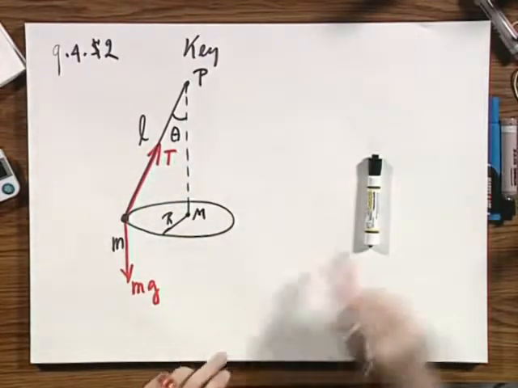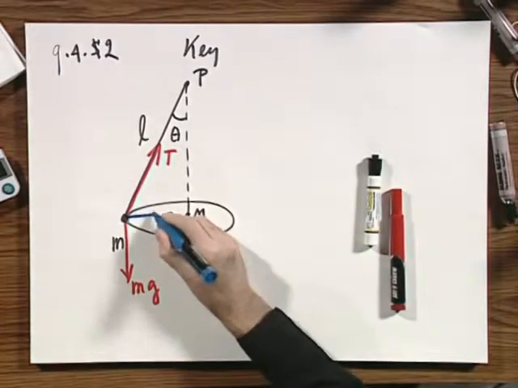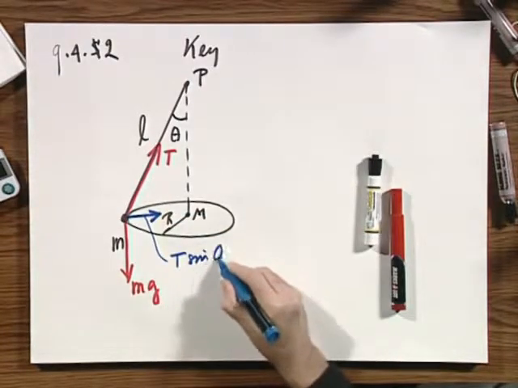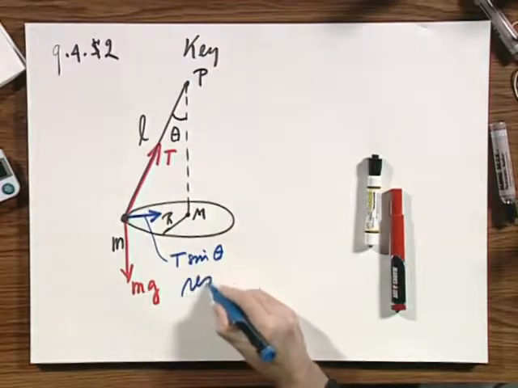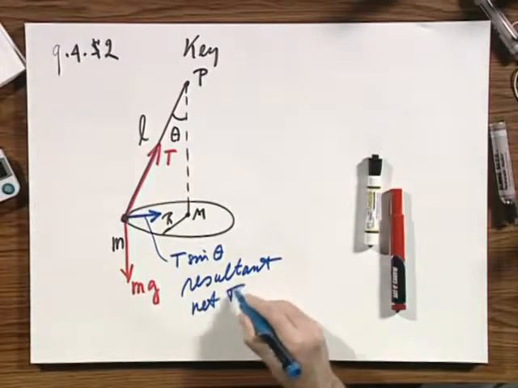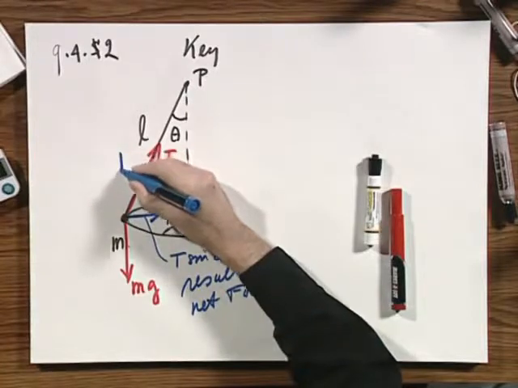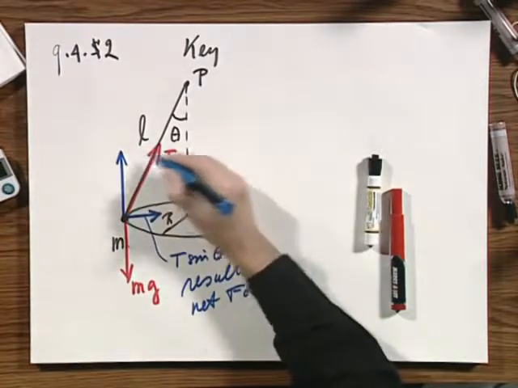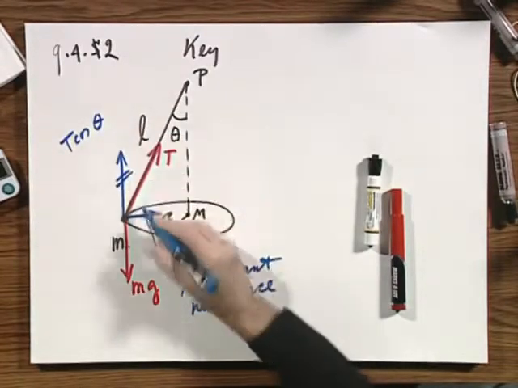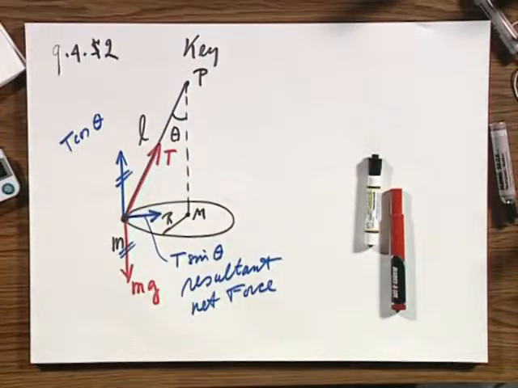There is nothing else. I can decompose the component T in a horizontal component, which is T sine theta, which, by the way, is the resultant force. It is the net force. It is a vectorial sum between these two, and you can clearly see that because if I take the vertical component of T, which would be T cosine theta, then this one must cancel out this one because there's no acceleration in the vertical direction.